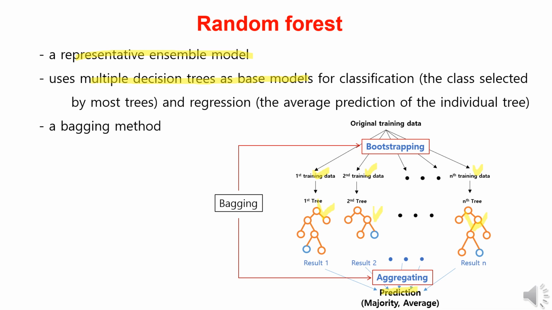In the process of determining the final prediction, classification models choose the most frequent value, while regression models use the average value. Furthermore, Random Forest utilizes an algorithm called bagging. Let's take a look at the bagging process in more detail on the next slide.